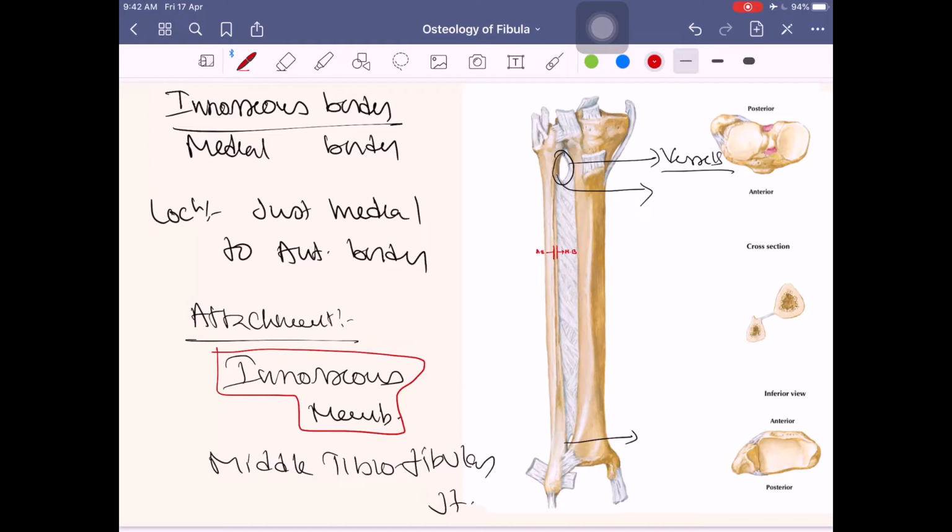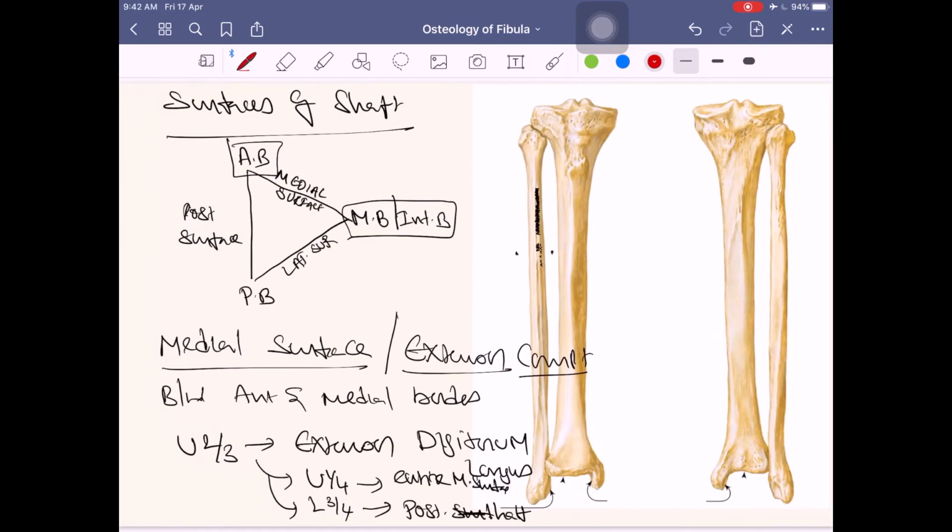The membrane is very clear here, so we need not see it in the app again. Let us move to the next surfaces. There are three surfaces. There is a medial surface between your anterior border and the interosseous border. There is a lateral surface between the interosseous border and the posterior border. There is a posterior surface between the anterior border and the posterior border. So let us talk about the medial surface first.